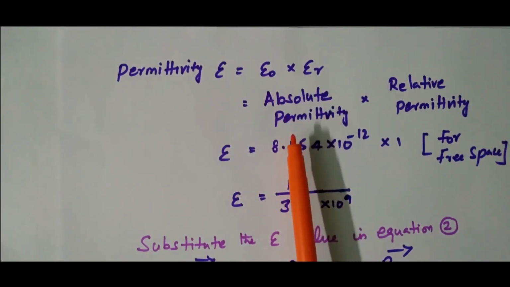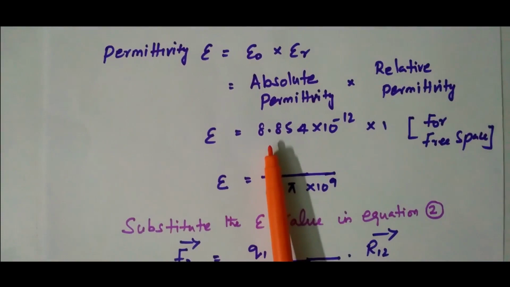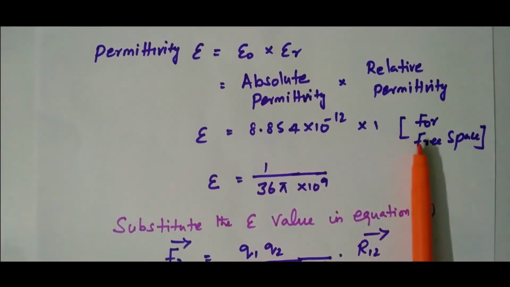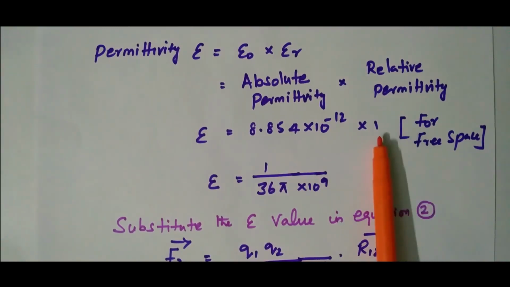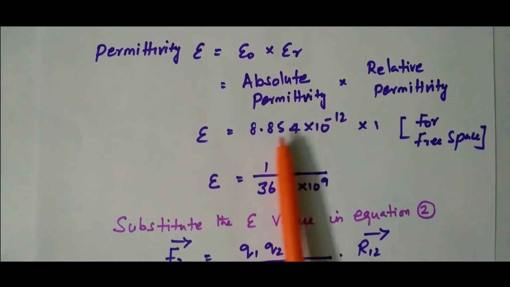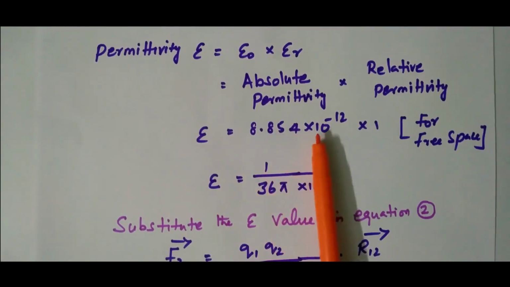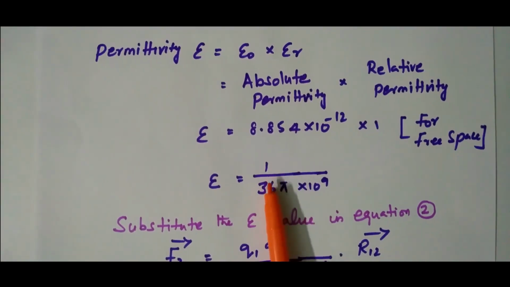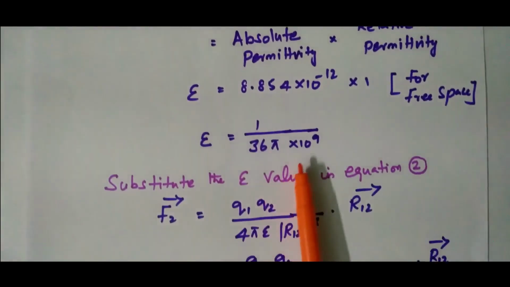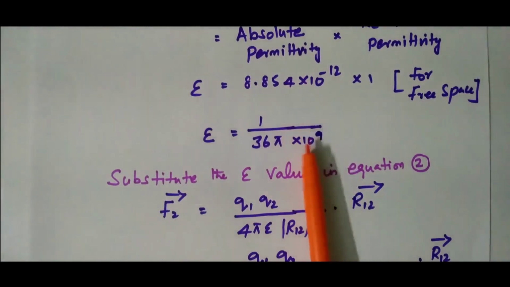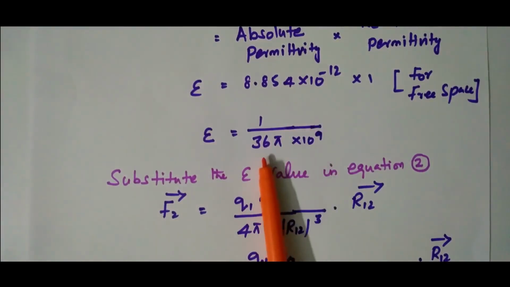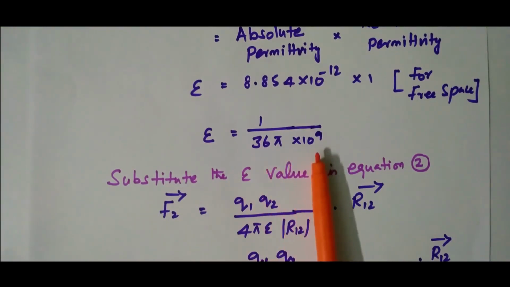Epsilon naught is the absolute permittivity, 8.854 into 10 to the power minus 12. The relative permittivity depends on the medium; we take free space, for which it will be 1, right? So 8.854 into 10 to the power minus 12 into 1. For simplification I can write it as 1 divided by 36 pi into 10 to the power 9. Both are the same, it is only given in terms of pi for simplification: 1 divided by 36 pi into 10 to the power 9.